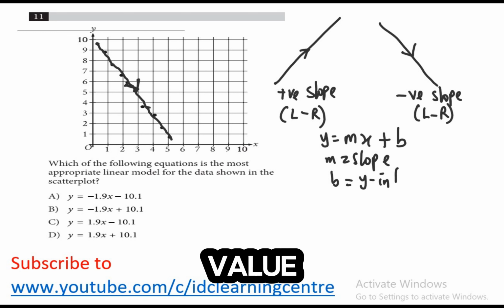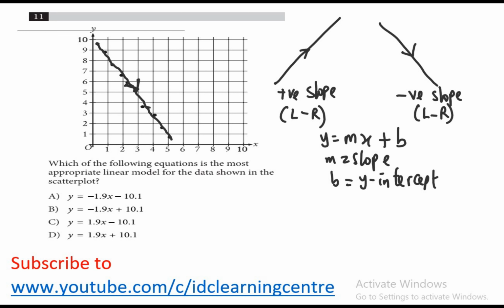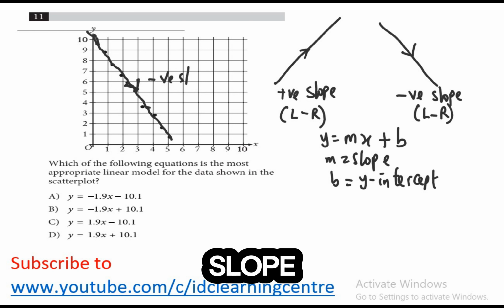The y-intercept is the value of y when x is 0, or the value of y that touches the y-axis. So if I extend this line, that is the point where the graph touches the y-axis. So I will check from this equation. All I need to do in this question is to check for the sign. We've said the slope is negative, so negative slope. And then this is the y-intercept.